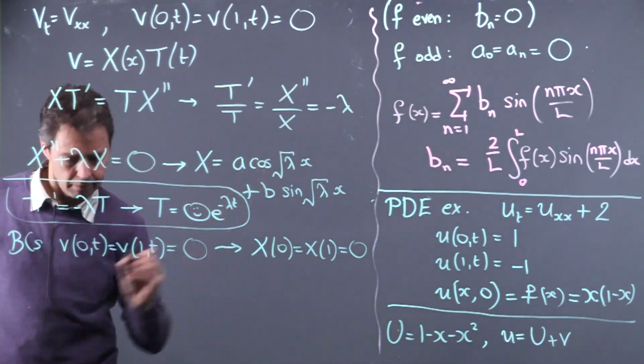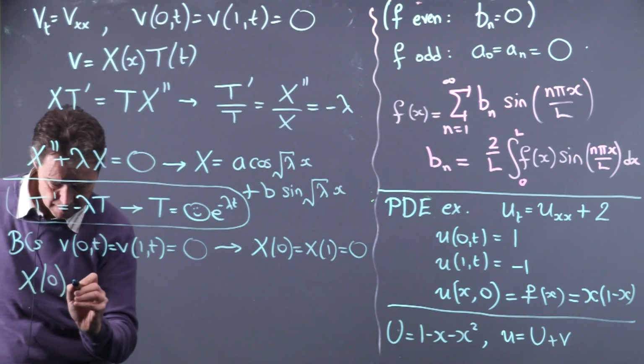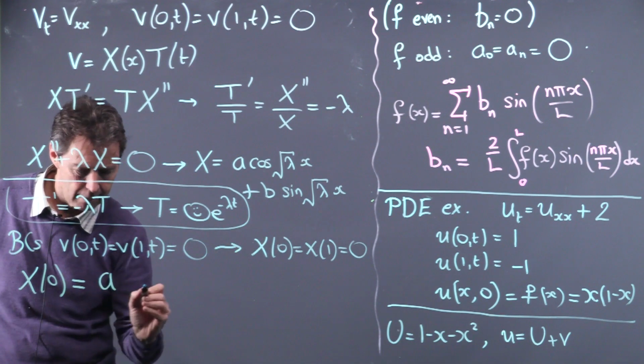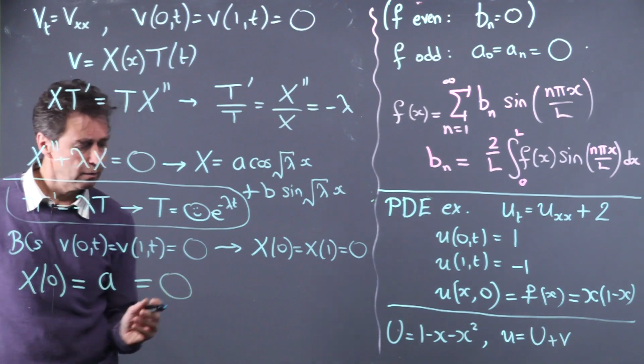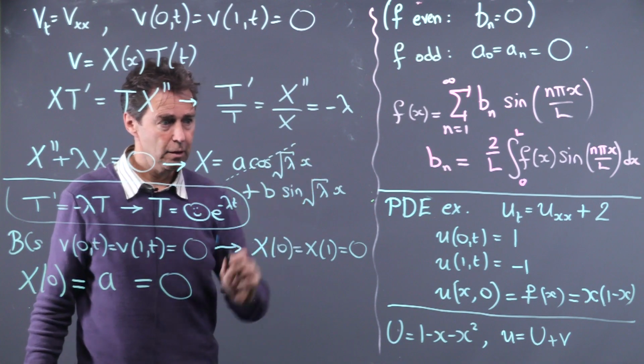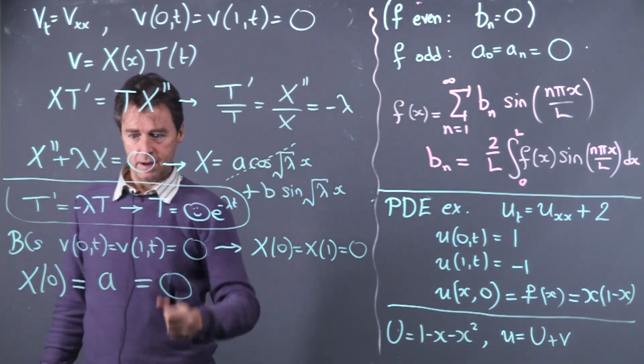X of 0 is 0. Well, if I just put x equal to 0 there, I get little a. That's got to be 0. So little a is 0, so that means I don't actually have this one. That's constraining the solutions for X.